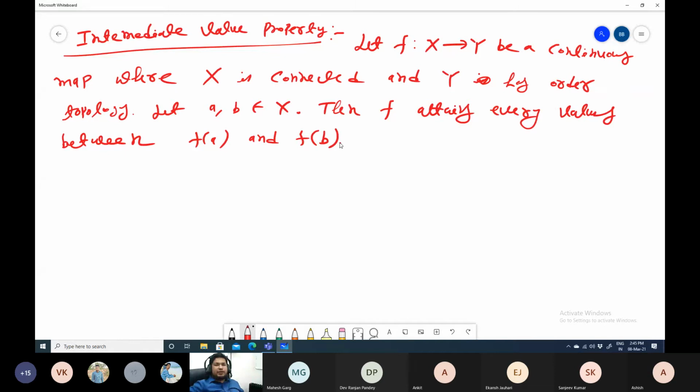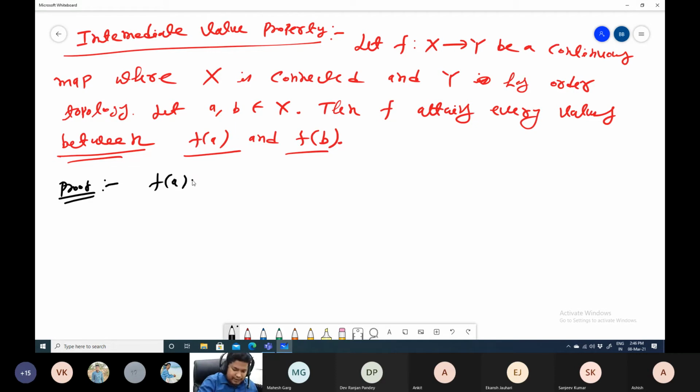But in general, you can replace that: X is any connected topological space and Y is any order topology. Why do we need order topology? Otherwise, we cannot say between f(a) and f(b). That means we should have an order. Okay, now here is the proof.